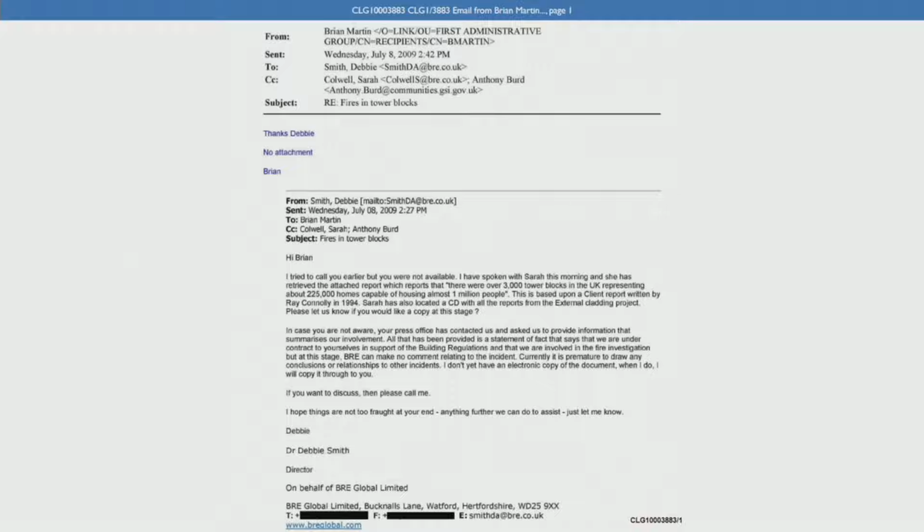And in the first paragraph you say this: "Hi Brian, I tried to call you earlier but you were not available. I've spoken with Sarah this morning and she has retrieved the attached report which reports that there were over 3,000 tower blocks in the UK representing about 225,000 homes capable of housing almost 1 million people. This is based upon a client report written by Ray Connelly in 1994. Sarah has also located a CD with all the reports from the external cladding project. Please let us know if you would like a copy at this stage."